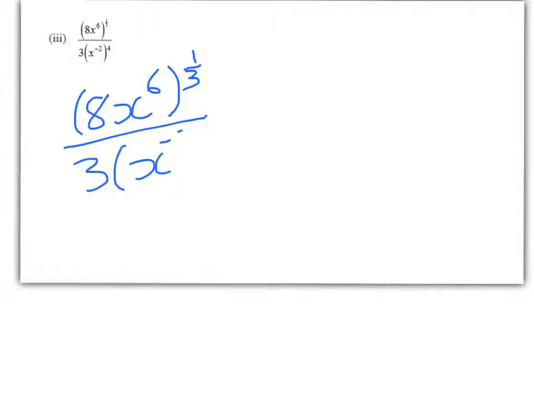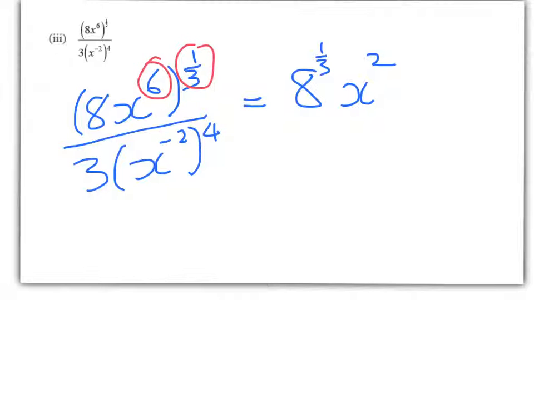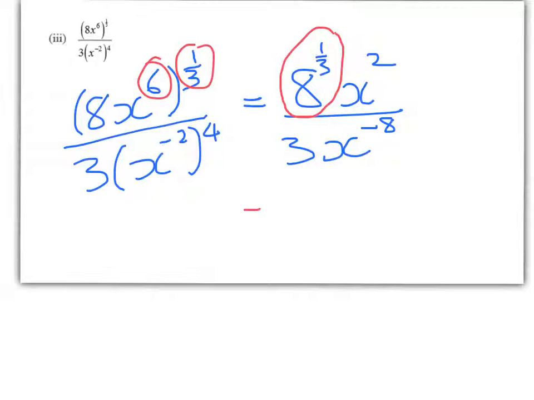Right, the next one, more simplifying, getting a little bit more complicated. 8x to the power of 6 to the power of 1/3 over 3x to the power of negative 2 to the power of 4. So it's 8 to the power of 1/3 times x squared, multiplying those powers, over 3x to the negative 8. Now, what is this 8 to the power of 1/3? Well, that's just the cube root of 8.